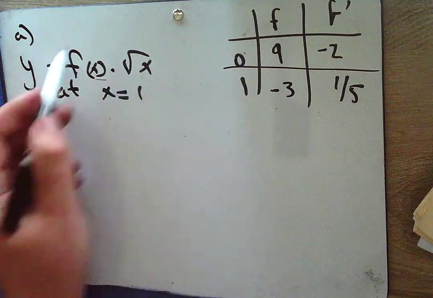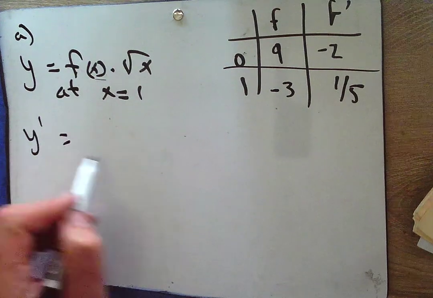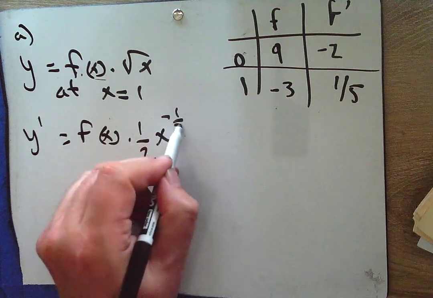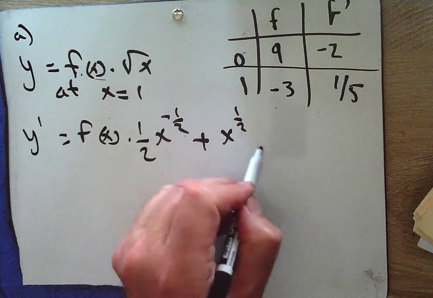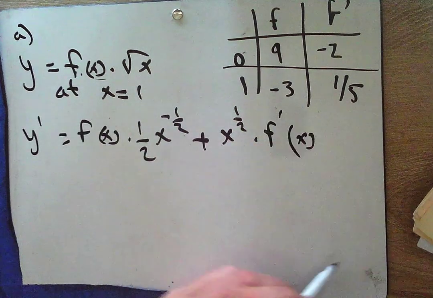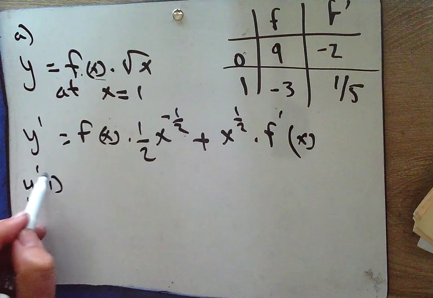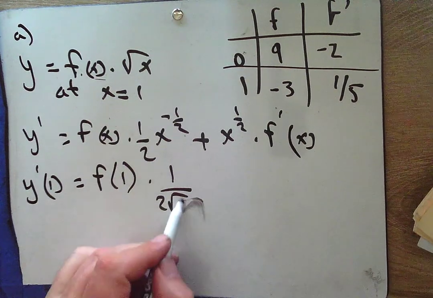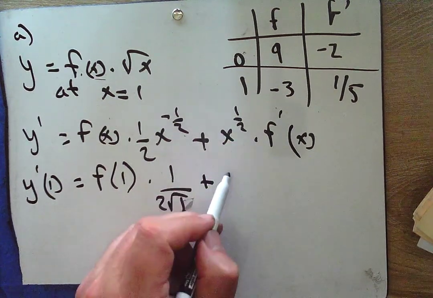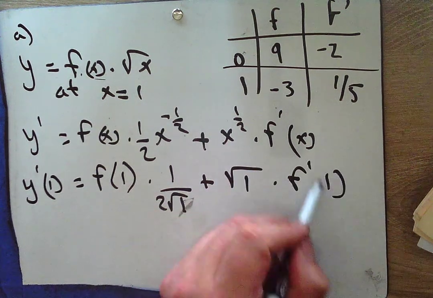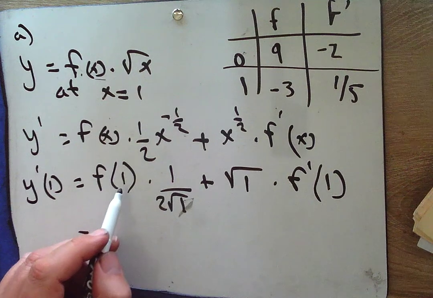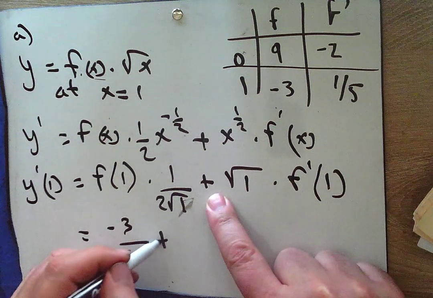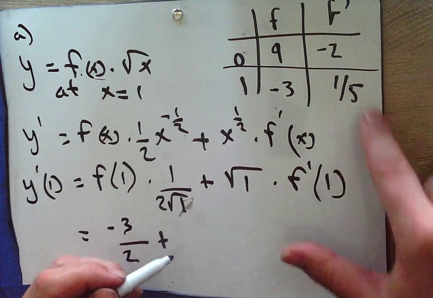Okay, so I got to take the derivative of this. This is a product, so I'm going to use the product rule. This times the derivative of that, plus this times the derivative of that. And we want to know y prime of 1. So that's f of 1 times 1 over 2 square root of 1 plus square root of 1 times f prime of 1. Okay, so f of 1 is -3 over, that's just going to be 2 plus sine square root of 1 is 1. F prime of 1 is 1/5.